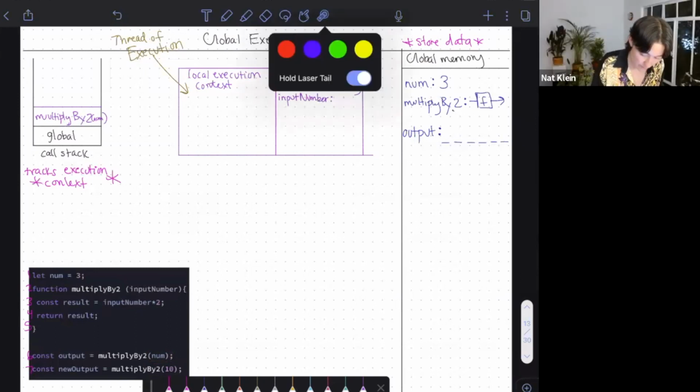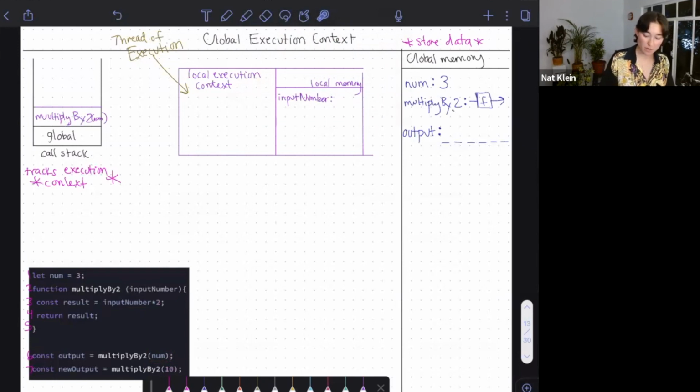Yes, so the interpreter is going to look in global memory, it'll look for the label num, it'll see that it does in fact exist, and so we will store 3 as the input number. Awesome. Okay, so now we have processed our parameter, so now we can move into line 3, the function body.